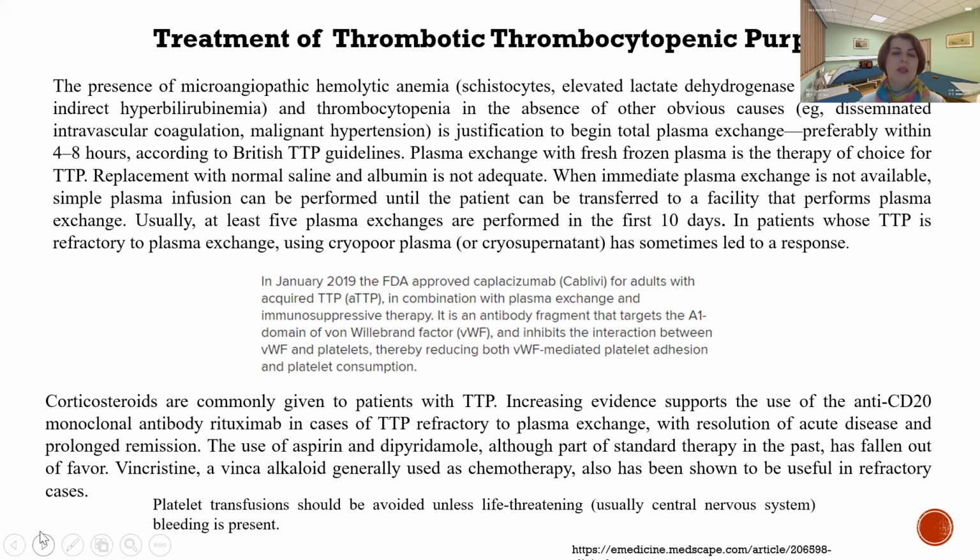Corticosteroids are commonly given to patients with this disorder. Increasing evidence supports the use of the anti-CD20 monoclonal antibody rituximab in cases of purpura refractory to plasma exchange, with resolution of acute disease and prolonged remission. The use of aspirin and dipyridamole was also part of the standard therapy in the past but has fallen out of favor. Vincristine, a vinca alkaloid generally used as chemotherapy, has also been shown to be useful in refractory cases. Platelet transfusion should be avoided unless life-threatening bleeding is present.